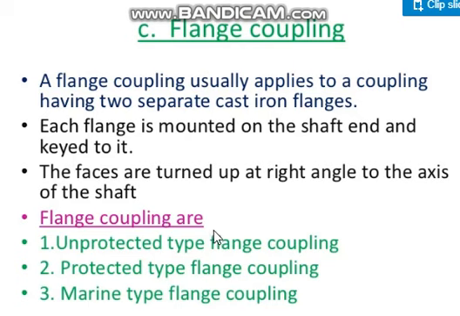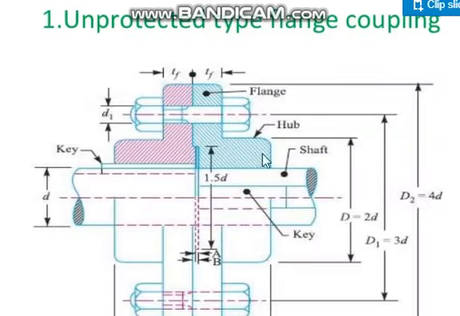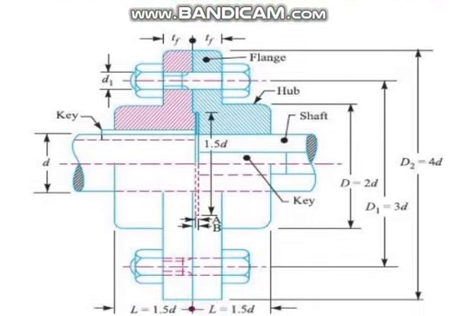There are different types of flanged couplings. It can be an unprotected type flanged coupling, or simply a flanged coupling, a protected type flange coupling, a marine type flange coupling, and also a bush pin type flexible flange coupling. That they have not mentioned here. So this is the simple unprotected type flanged coupling. Today we will just see the figure and other things. I don't know if we'll have time for the design of this.